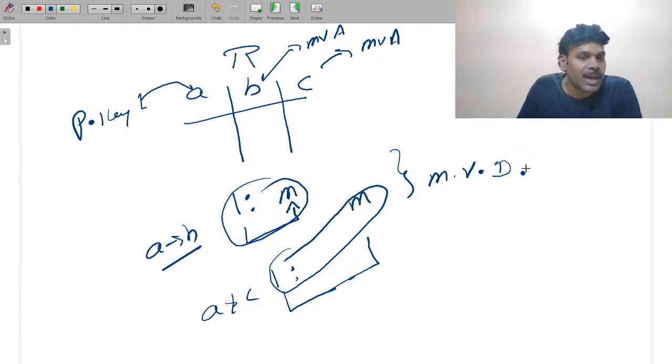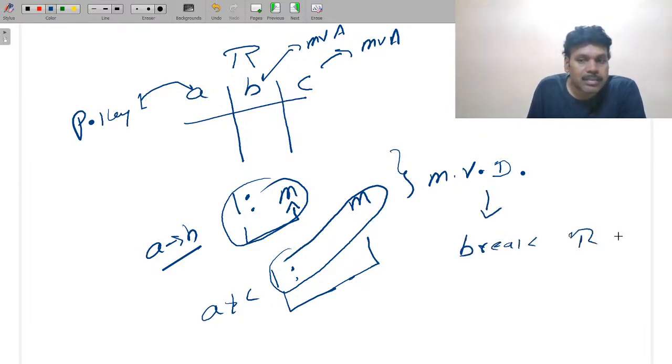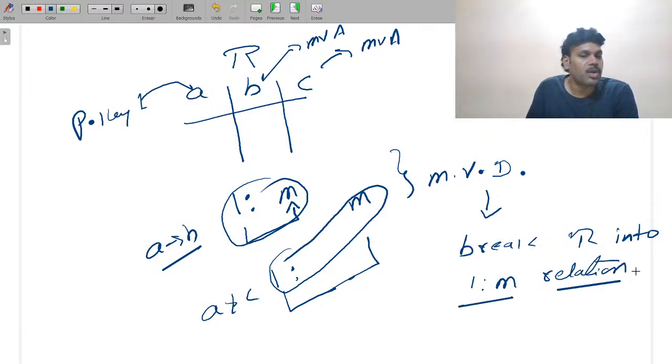So to avoid multi-valued dependency, what are you supposed to do? Break R into 1:M relations. That's it. This is the only secret in fourth normal form.